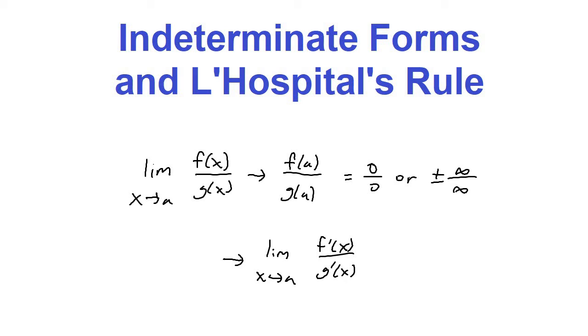So let's take a look at indeterminate forms and L'Hopital's rule. Now let's say you have the limit as x approaches some value a of a function f of x over another function g of x. Let's go ahead and evaluate this limit by using direct substitution. So you plug in a for x into both functions, so you get f of a over g of a.